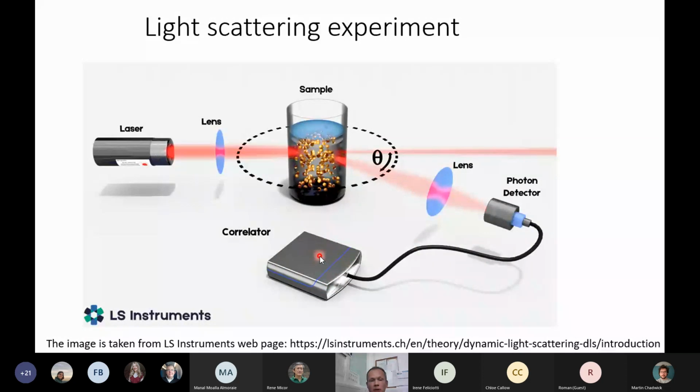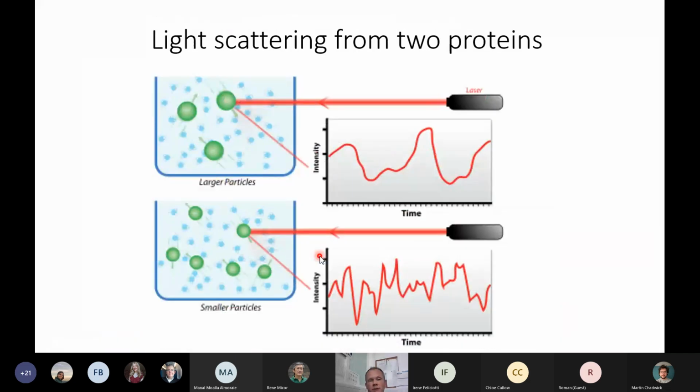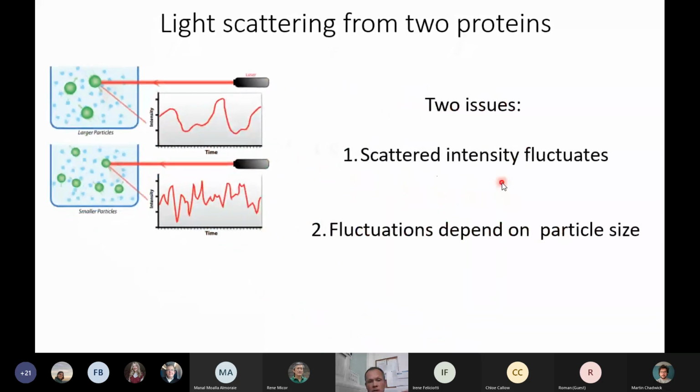So let's just make a hypothetical experiment. Let's take two different proteins with very distinct molecular weights, let's say 5,000 and 500,000 Daltons. And we will make the same light scattering experiment from these two solutions. And from the analysis of the intensity of the scattered light as a function of time, you can see actually two significant issues that we can say right away.